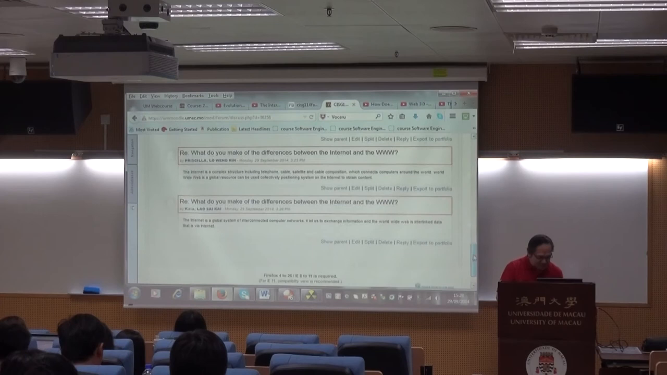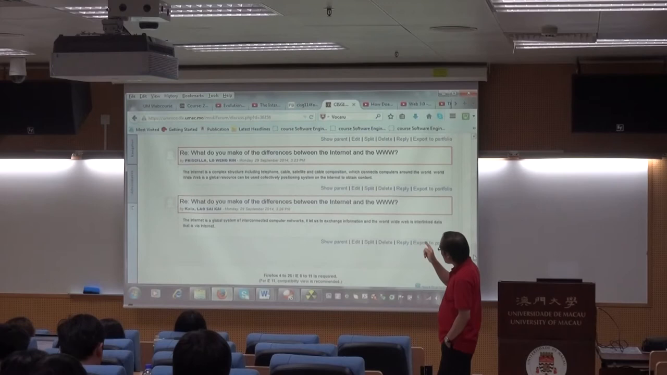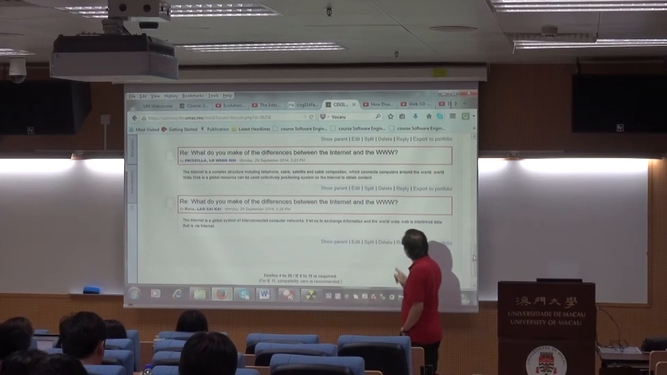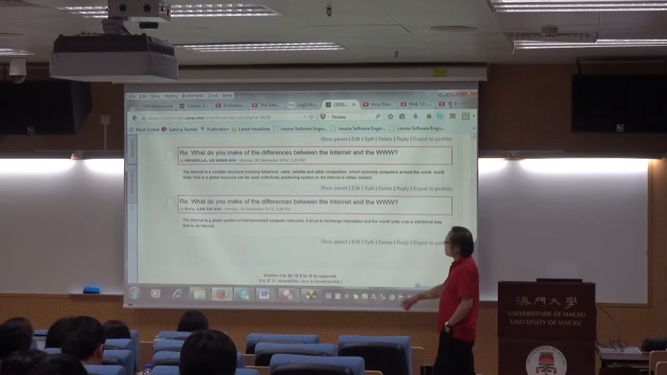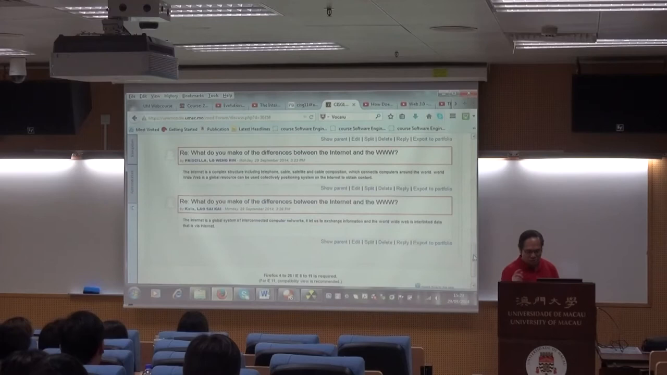The internet is a global system of interconnected computer networks. It's very good. It enables exchange of information. This is a very good term. And the World Wide Web is interlinked data on the internet. When you use the word exchange, it's a very important term that has multiple dimensions.